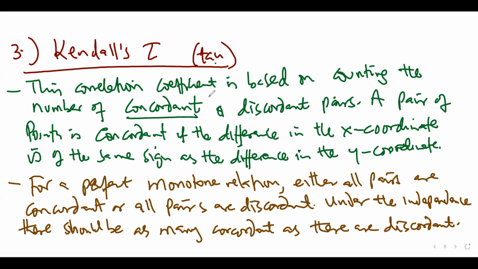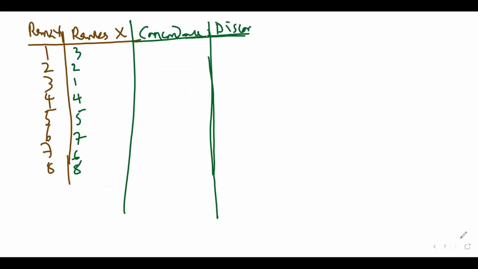Again, the Kendall's tau is also a non-parametric measure of association or correlation coefficient. And this correlation coefficient is based on counting the number of concordant and discordant pairs. We mentioned that a pair of points is concordant if the difference in the x coordinate is of the same sign as the difference in the y coordinate. Okay, maybe an illustration will make it more clear.